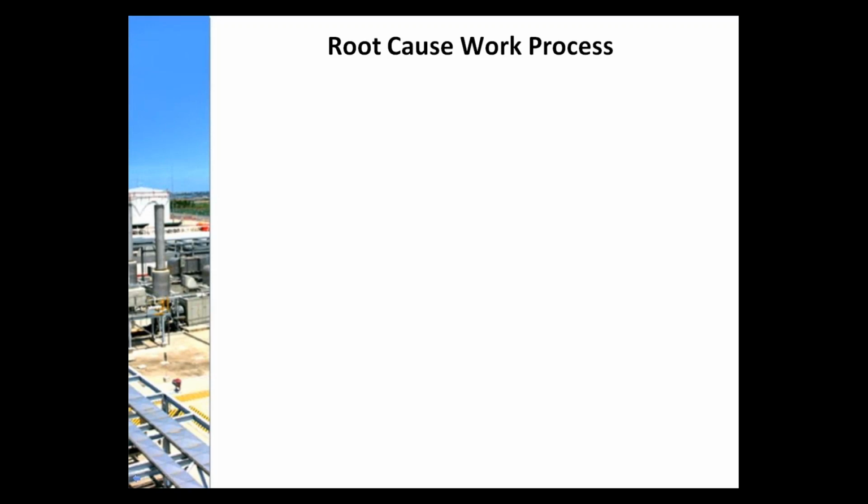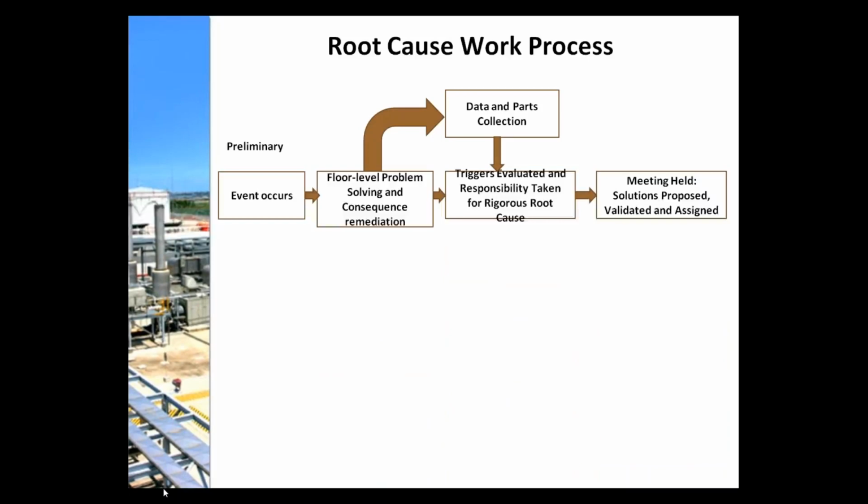So what's the work process? Let's get away from the negative and move on to the positive. The first steps in the root cause process I call the preliminary steps. It's when the event first occurs. You decide if you can do a floor-level problem solving with it. If not, then you get into a set of triggers, which then determines how it should be done. You collect data, so you're prepared for the eventual analysis in the meeting, and then you hold your root cause analysis meeting where solutions are proposed, validated, and assigned.